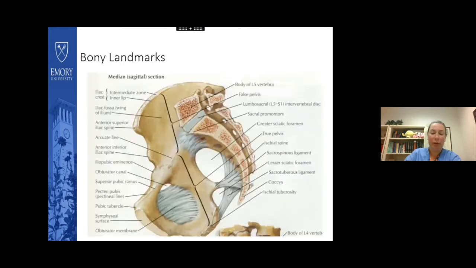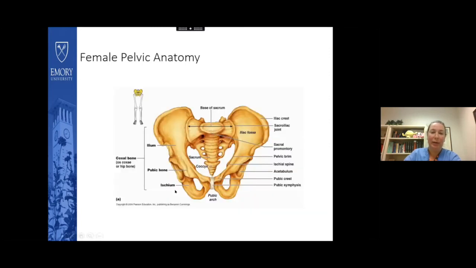So let's just hit a little bit of anatomy. This is your pelvic anatomy, your pelvic bone. Important here are these ischial spines, which are right here. These are palpable through the vagina, and they're a landmark we use in a lot of our surgeries.